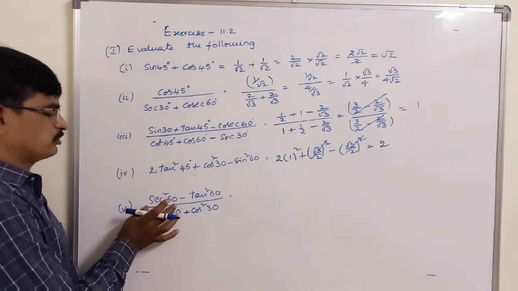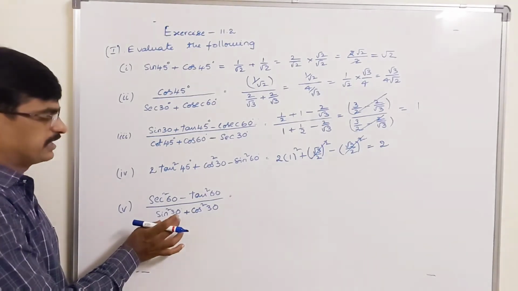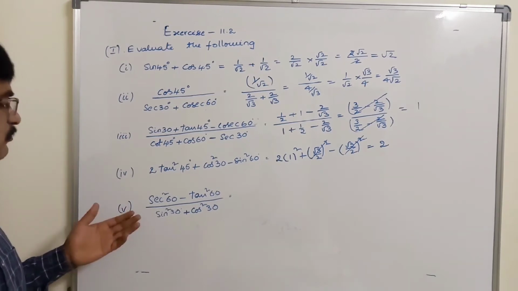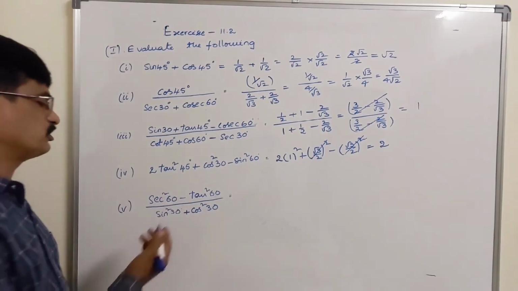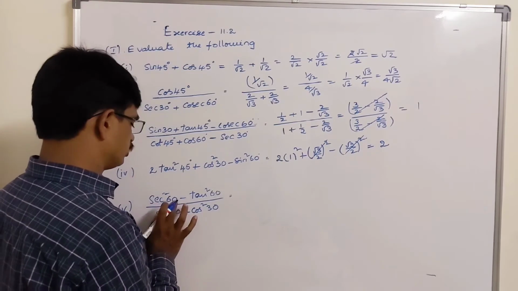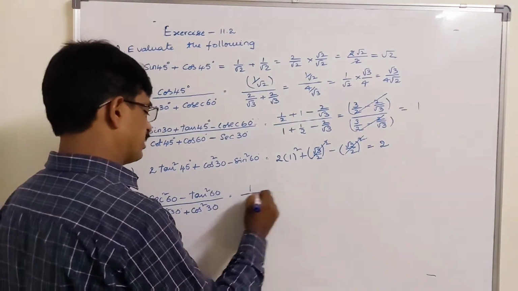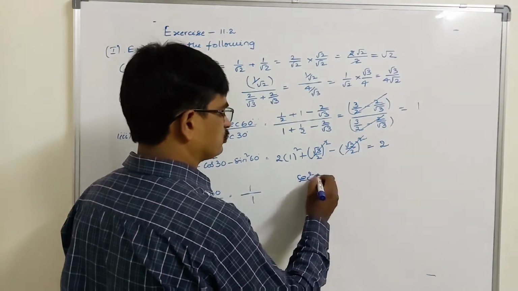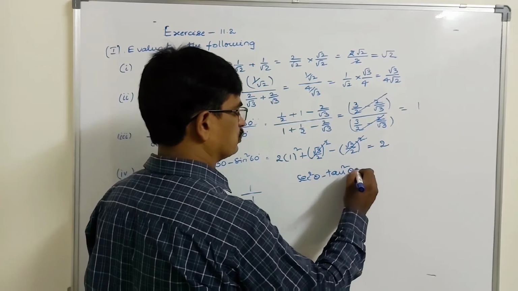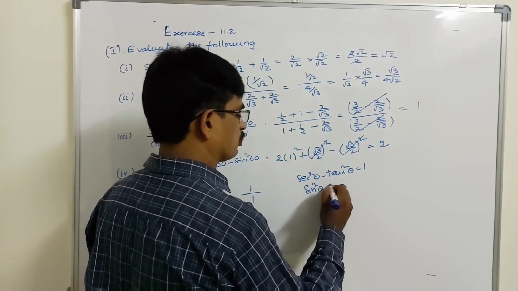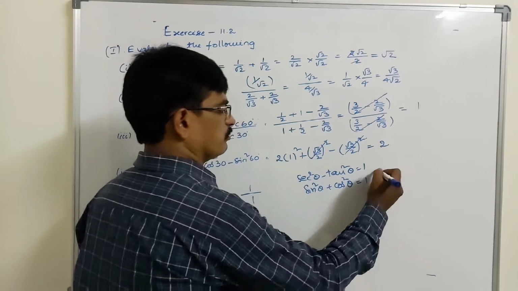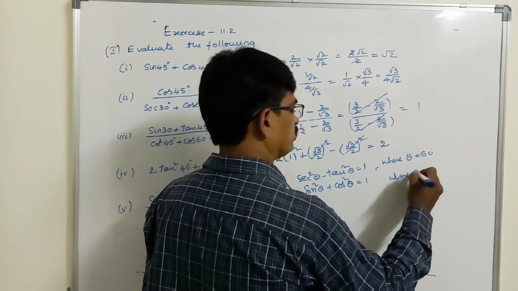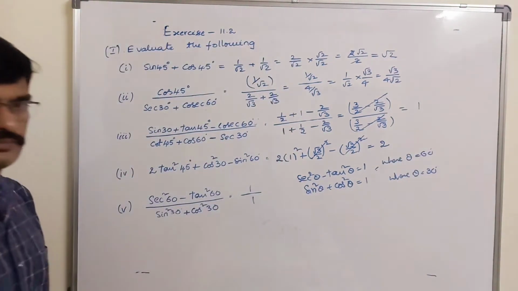Now here: secant square 60 minus tan square 60 by sin square 30 plus cos square 30. Without replacing the values of secant, tan, sin and cos, we can use the identities. Secant square 60 minus tan square 60 is 1, by sin square 30 plus cos square 30, which is equal to 1, because we use secant square theta minus tan square theta is equal to 1 and sin square theta plus cos square theta is equal to 1, where theta is 60 degrees and 30 degrees respectively.